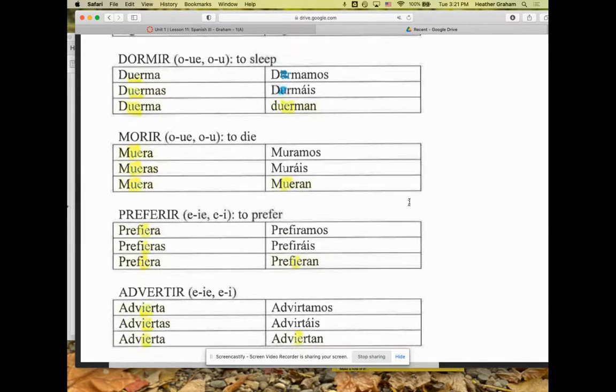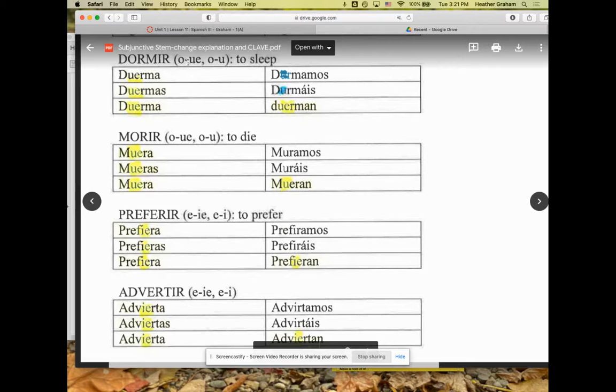Now, dormir changes O to UE and O to U outside the boot. Morir does the same thing. O to UE inside the boot, O to U outside the boot.